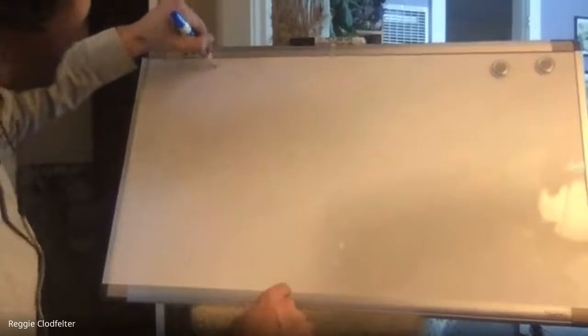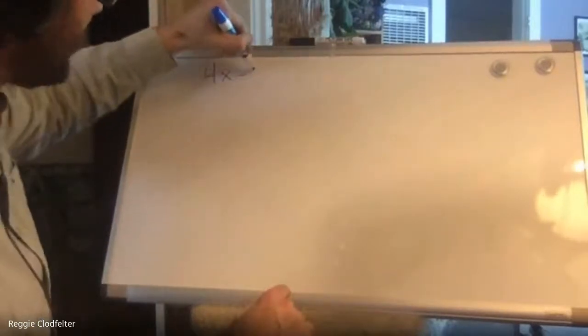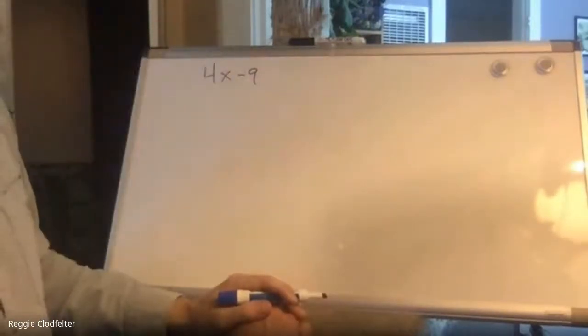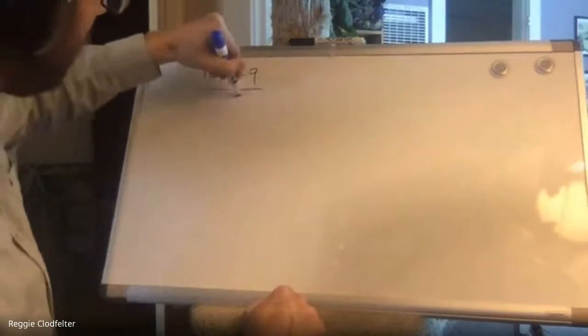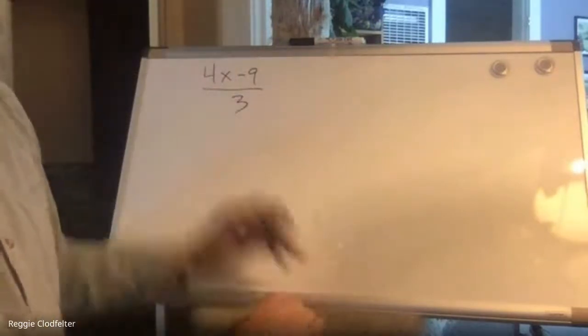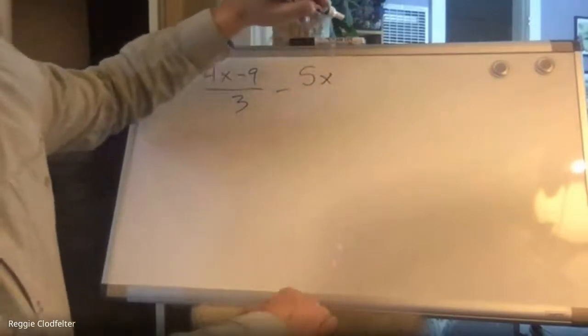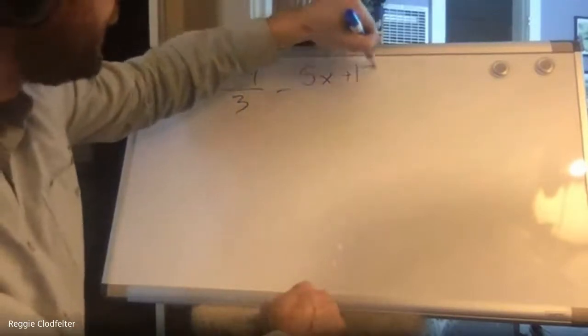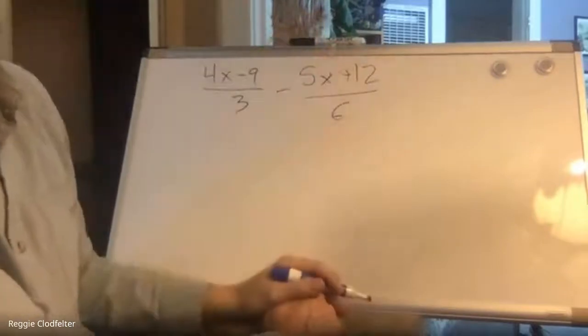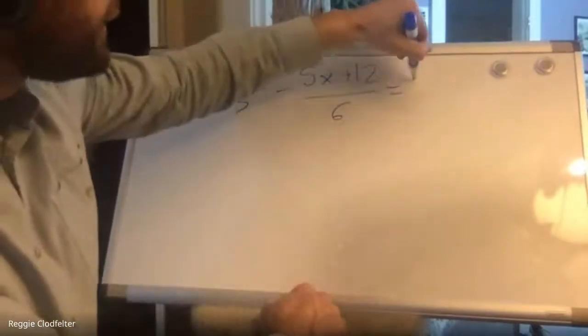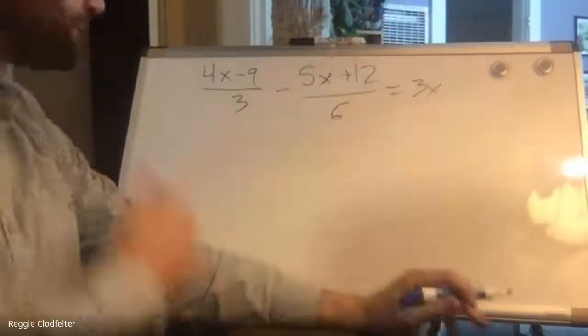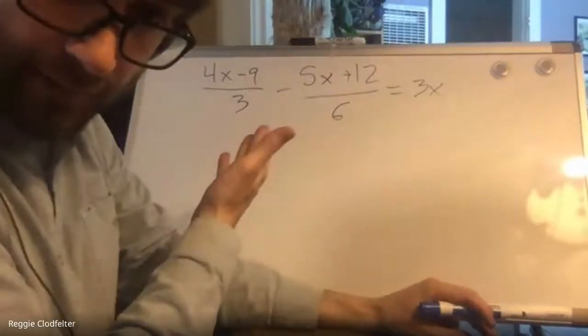So we get 4x minus 9 over 3 minus 5x plus 12 over 6 equals 3x. Right? This is the problem?